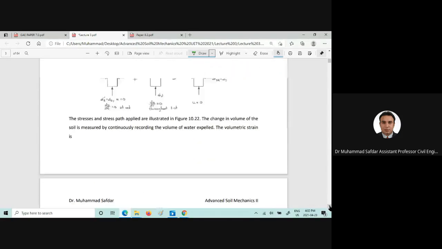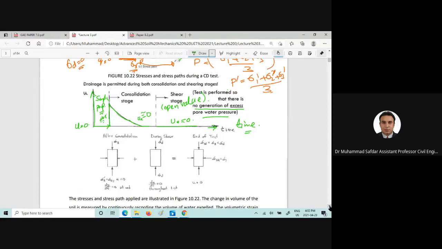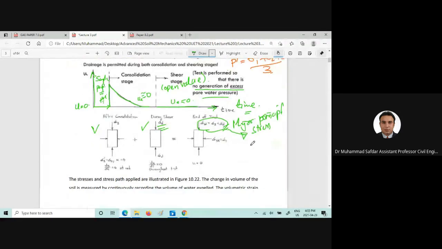Okay, the illustration regarding the same phenomena of the sigma 3 application during the consolidation stage, application of the deviator stress during the shearing stage, and the major principal stress increase due to the sigma d is also presented in this figure.